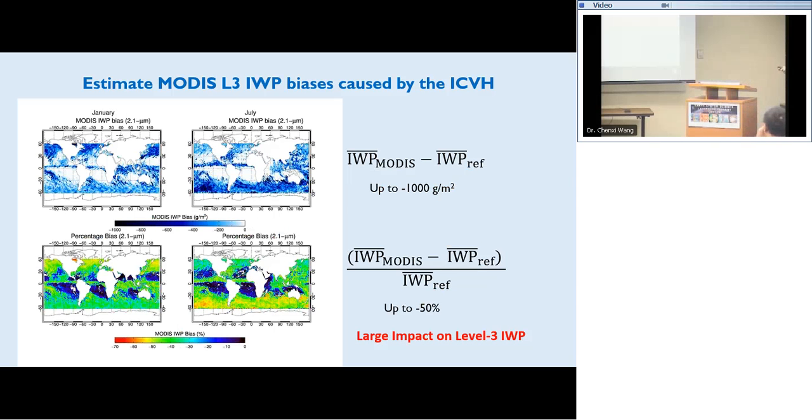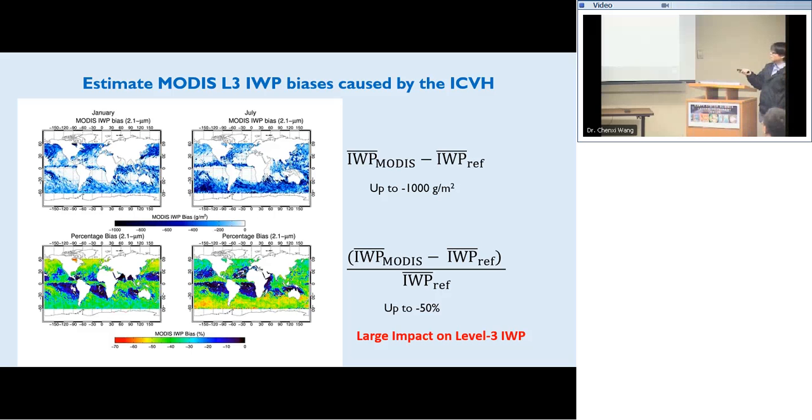But you can see there are some spatial structures here. For example, in January, in the northern hemisphere, you have larger bias here. That's because the solar zenith angle is larger in January in the northern hemisphere. The same thing happened in the southern hemisphere in July. That's also because of the solar zenith angle issue.